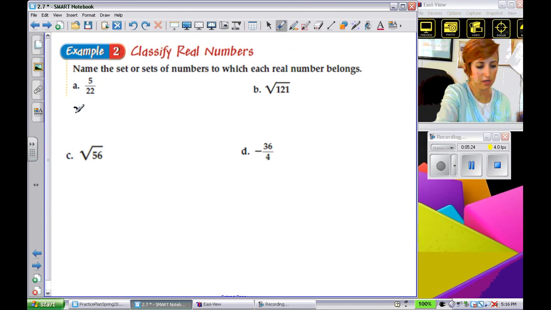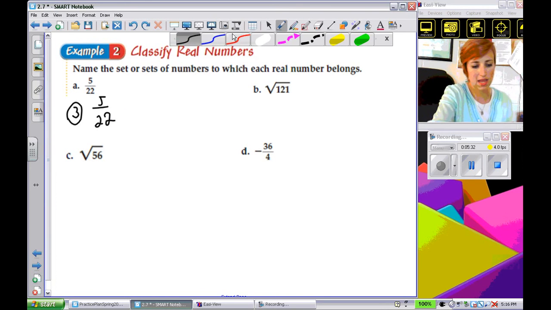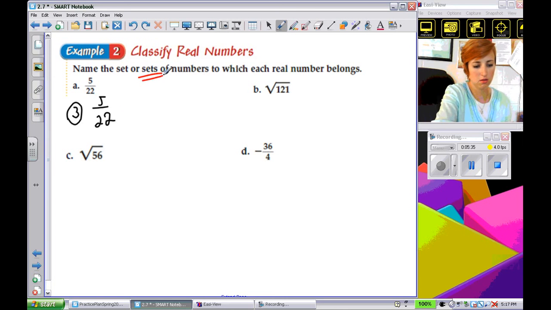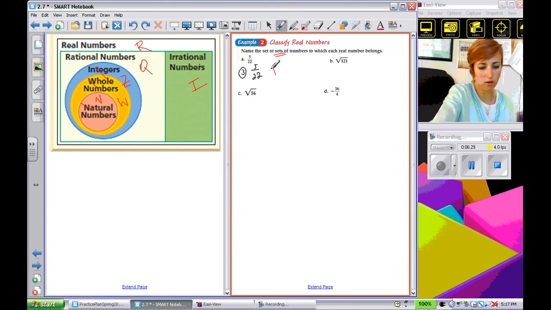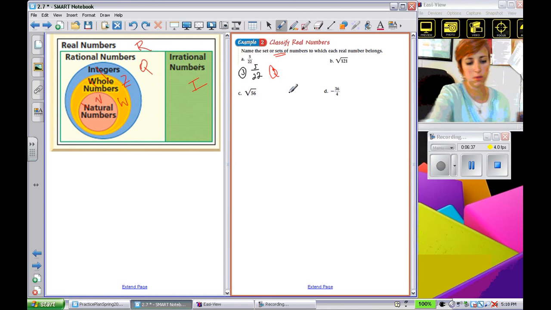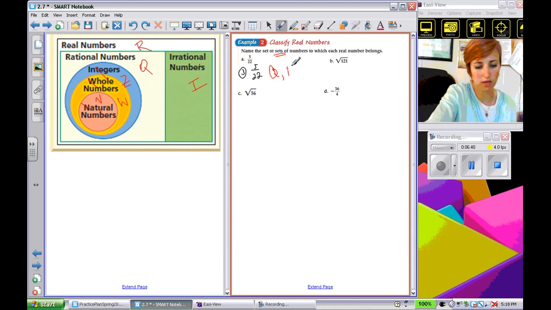Example 3 gives us 5/22. Okay? And it wants us to name the set the number belongs to. So we're going to put Q for rational over here. And all the numbers we look at today and for the whole year are going to be real. So Q and R.